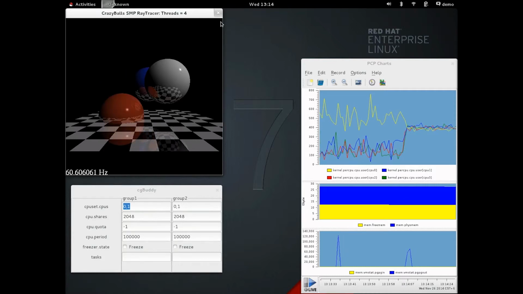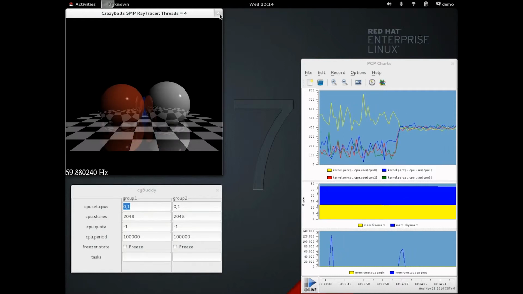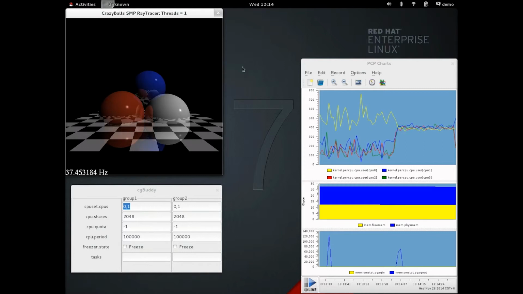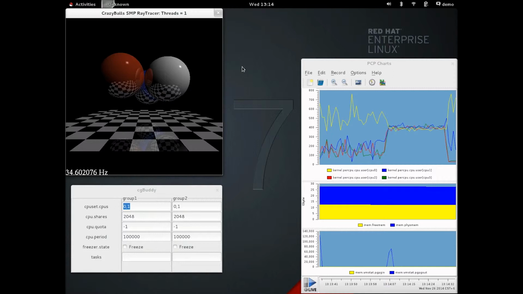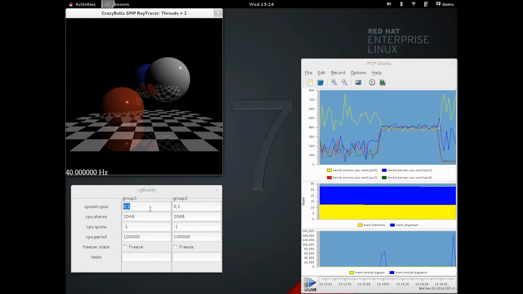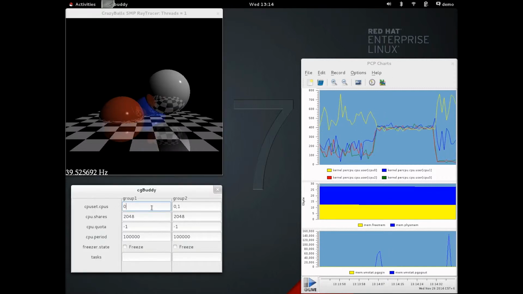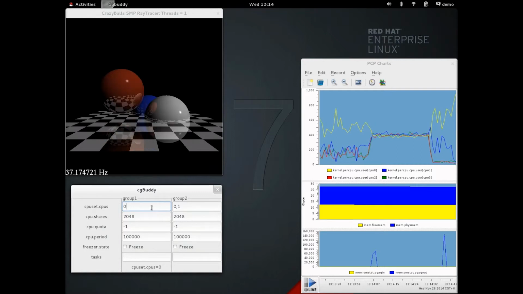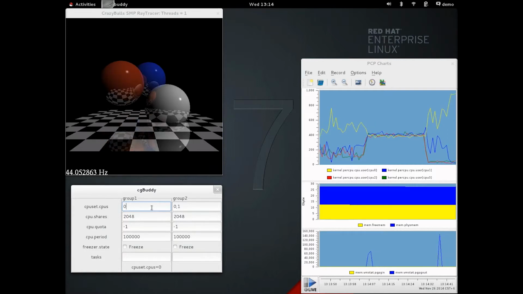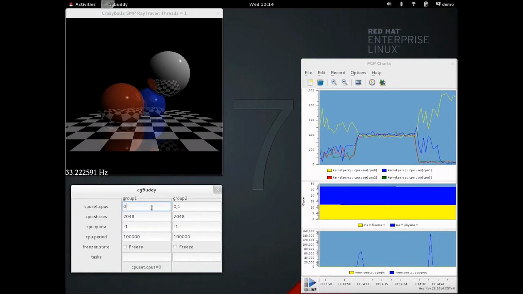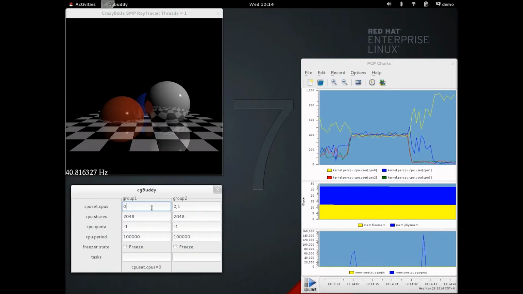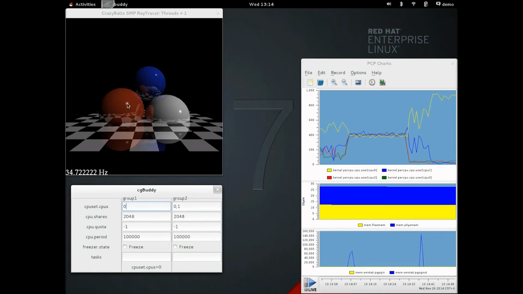The single-threaded version of the ray tracer is now running in control group number 1. The ray tracer can be pinned to CPU 0 by changing the CPU set parameter to 0. Observe the PCP chart and notice how busy CPU 0 is. This feature can improve cache contention between HPC applications within the same server.